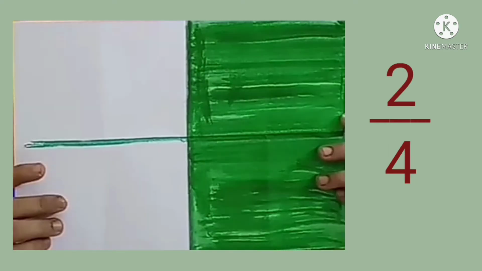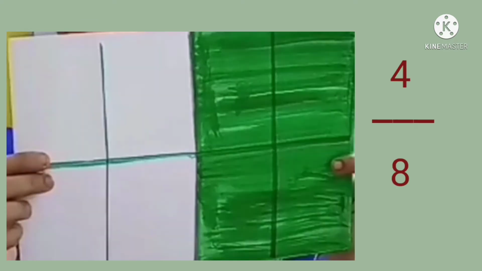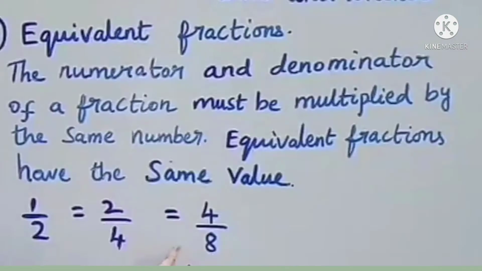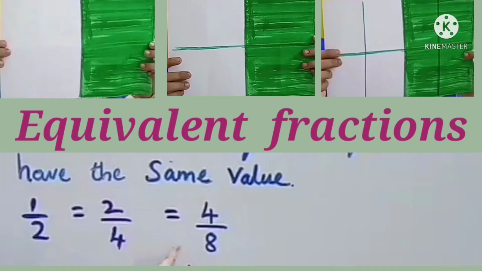After folding the same paper, we get a total of 4 parts, and the shaded part is 2. The fraction is 2 by 4. Now you are seeing the same paper after dividing into 8 equal parts. Now the shaded part is 4. The fraction is 4 by 8. Now we know that 1 by 2 is equal to 2 by 4 is equal to 4 by 8.